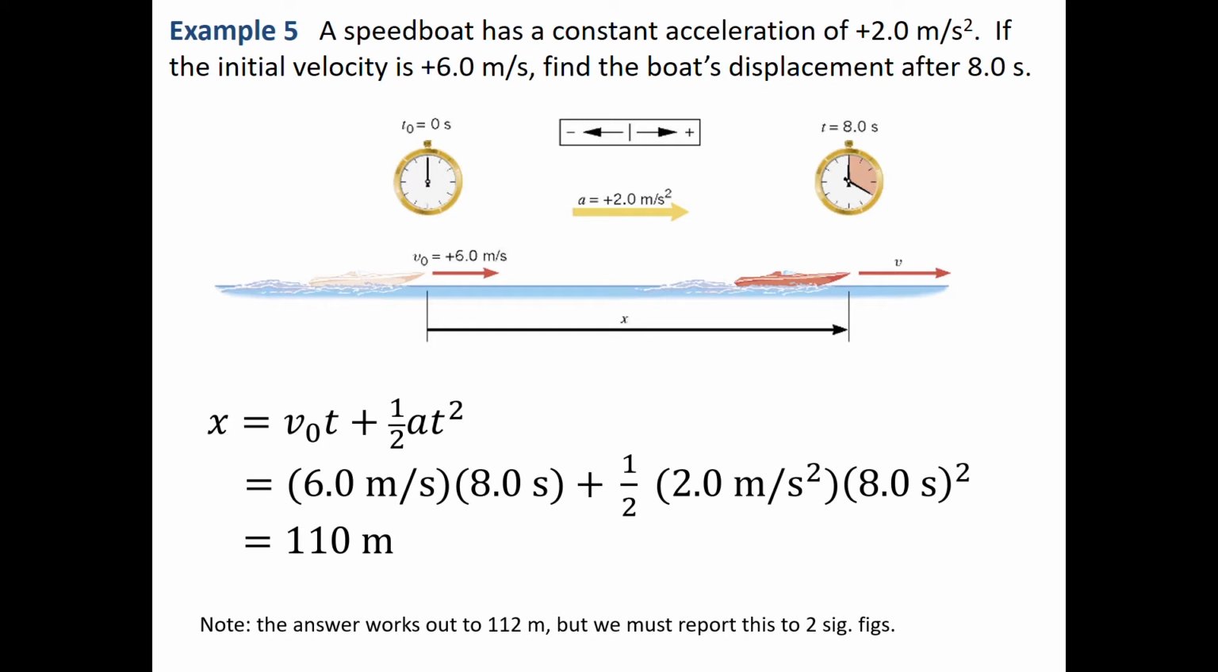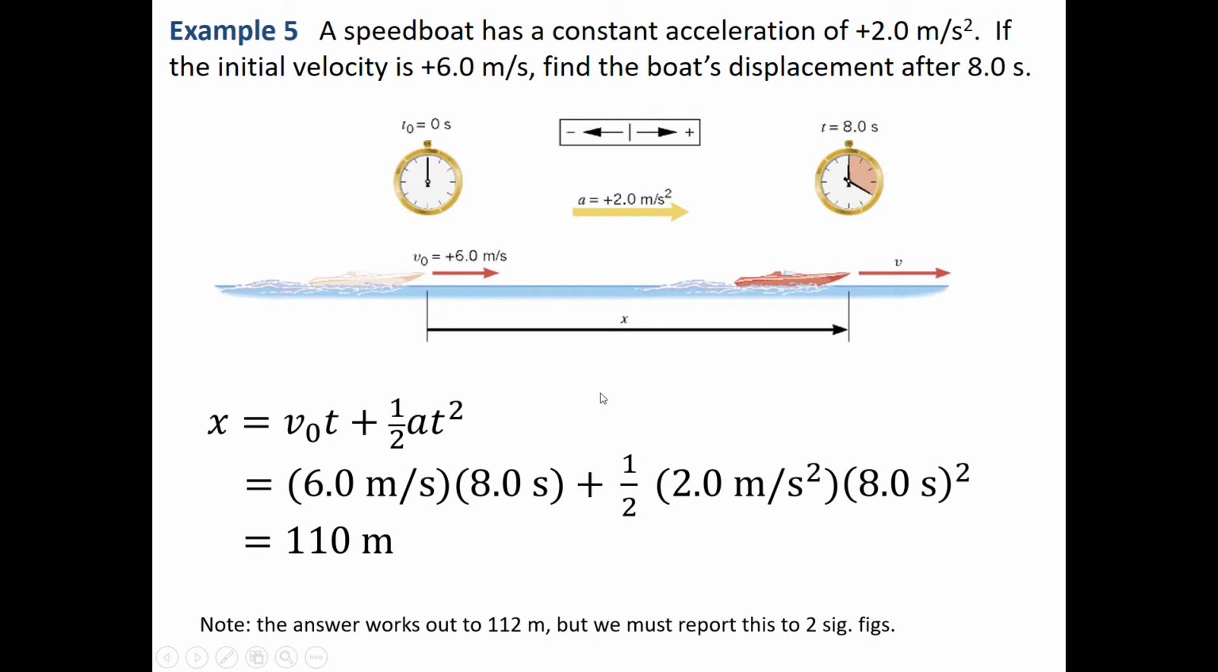The last thing that we do is always the reality check. I have to ask myself, is my number reasonable based on physical circumstances? Is 100 meters a reasonable distance for a speedboat to go in 8 seconds? Well, I know that Olympic sprinters can do 100 meters in 10 seconds, so the boat can certainly go that far. It's probably not going too fast, but that's a very reasonable distance to travel in 8 seconds. So I think our answer is going to be good.